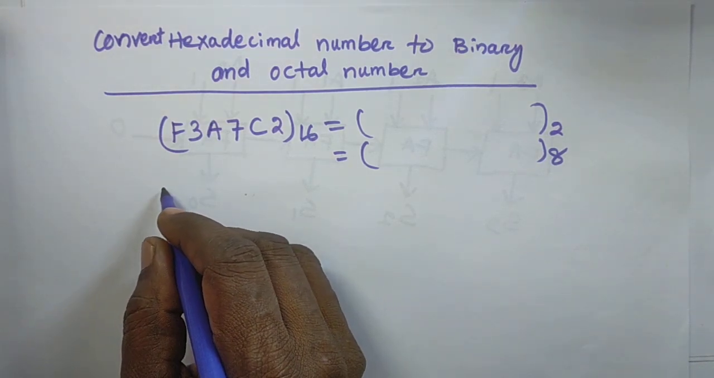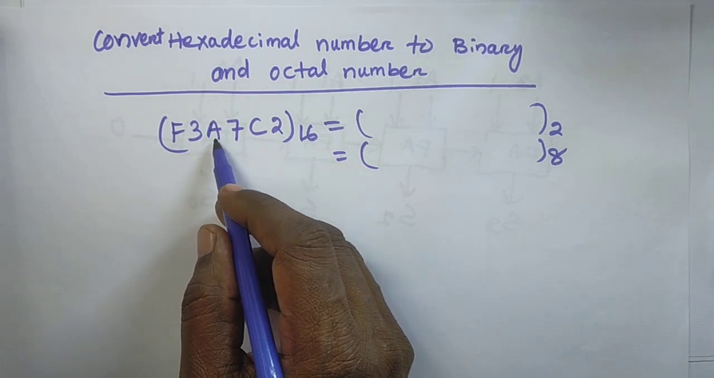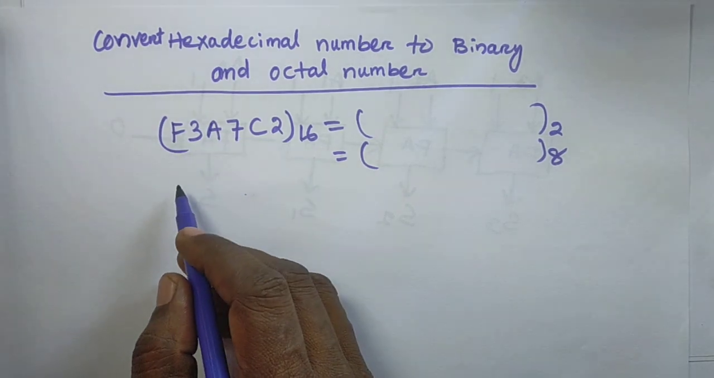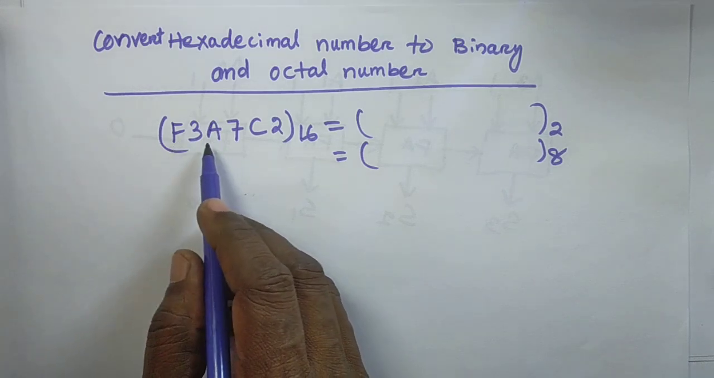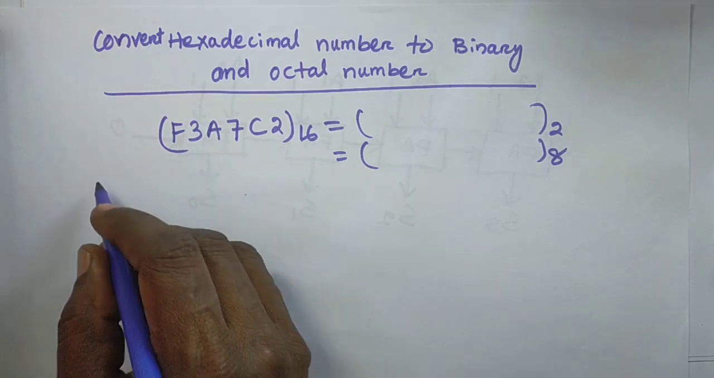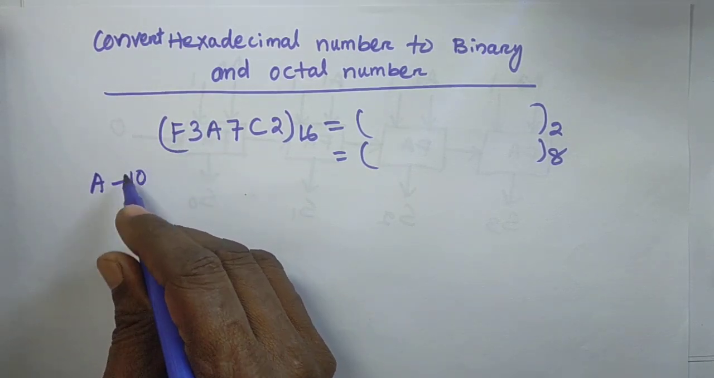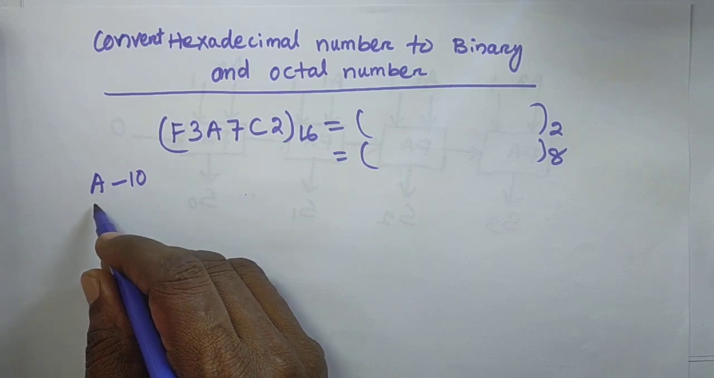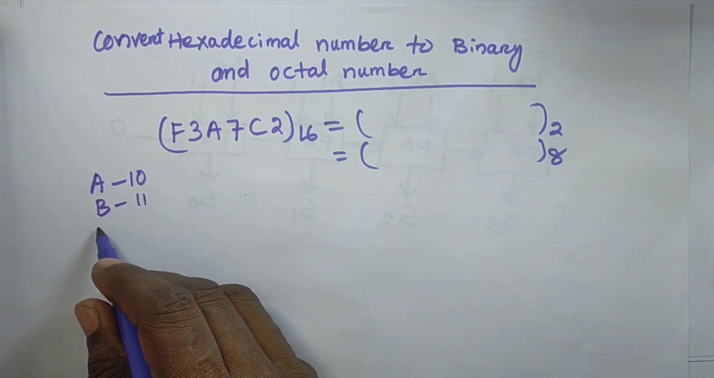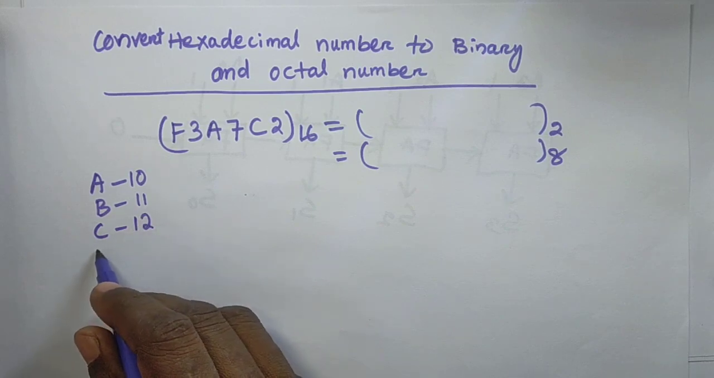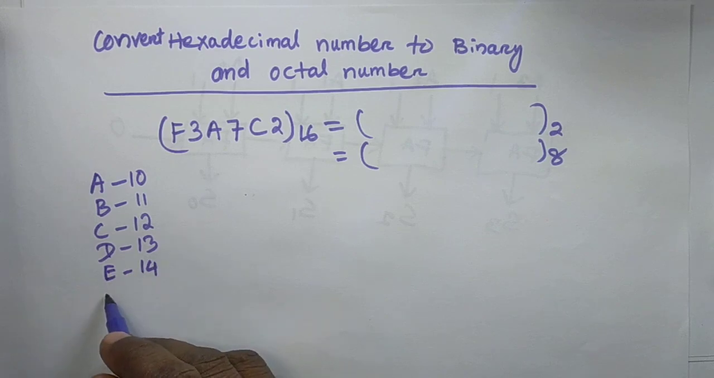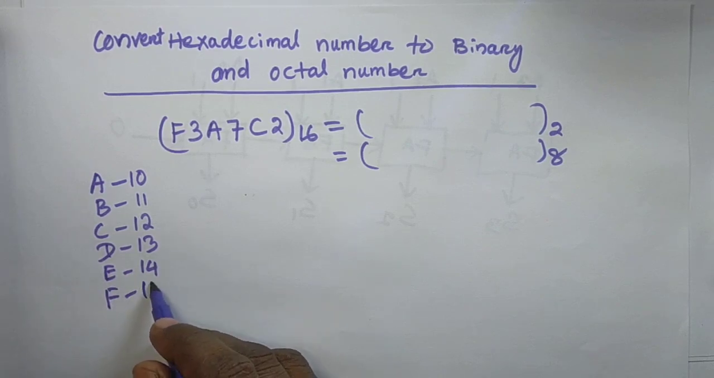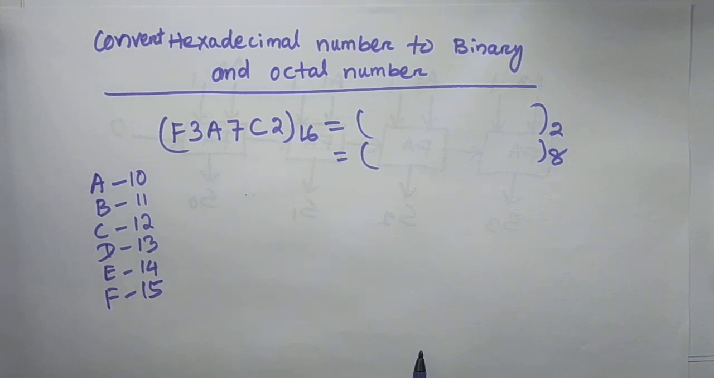Here is F3A7C2. First of all, since the hexadecimal number has symbols like this, we have to find out those parts first. We know that A is 10, B is 11, C is 12, D is 13, E is 14, and F is 15. In this way the symbols are defined for the different numbers.